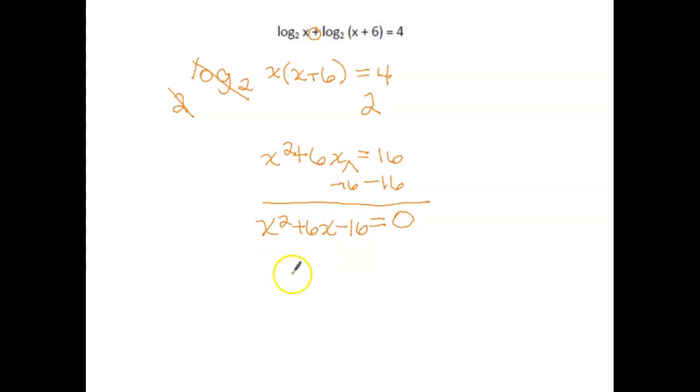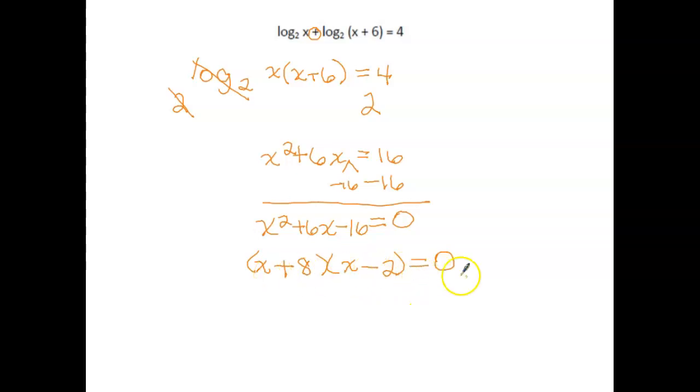And now you have two different options. You could either factor or you could use the quadratic formula. And in this case, we can factor this, so that might be a little bit quicker. So we're looking for two numbers that multiply to negative 16 that add to positive 6. So I'm going to put our x's in here, and one is going to be positive and one is going to be negative. So we have a positive 8 and a negative 2.